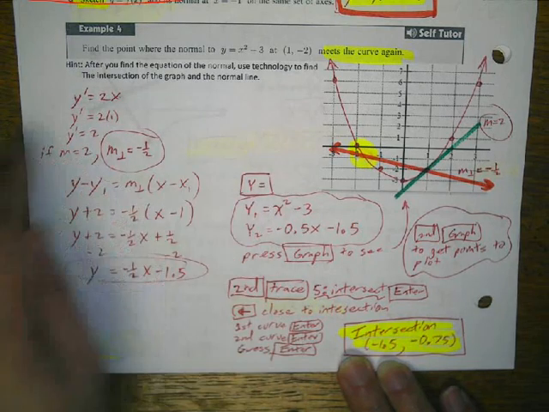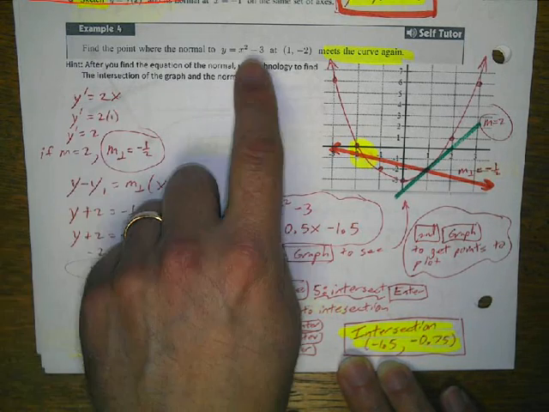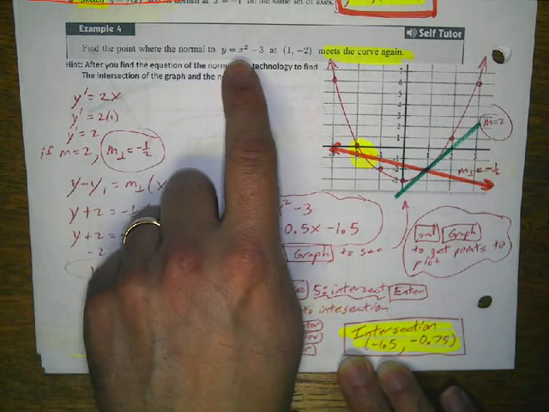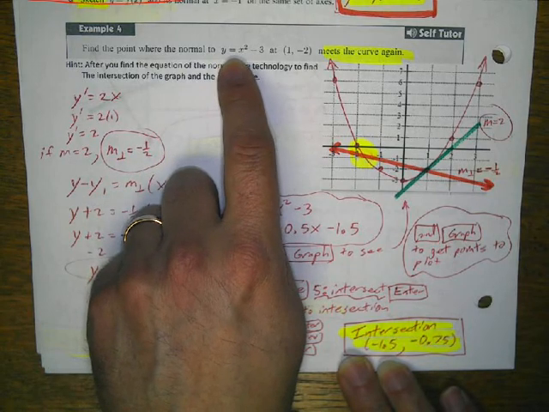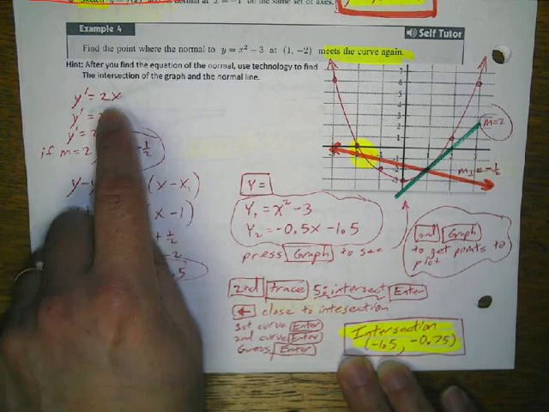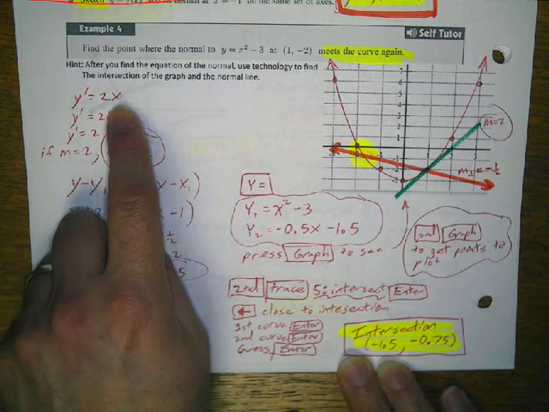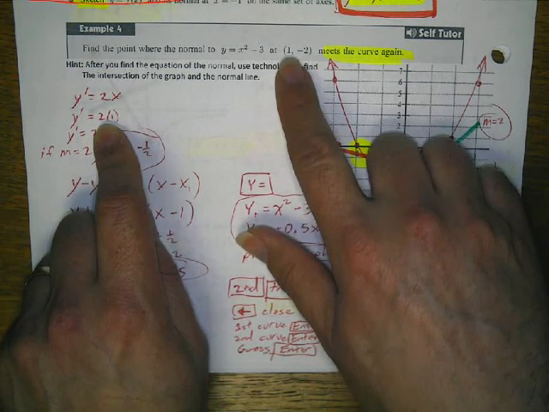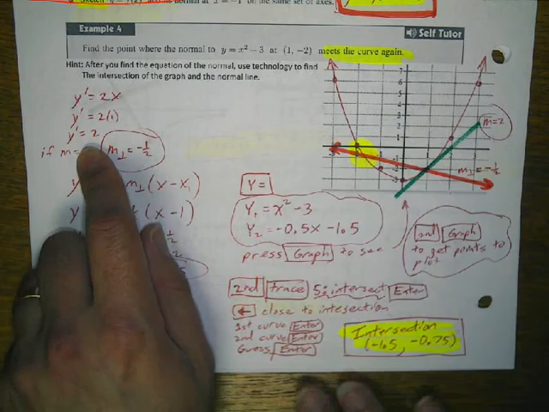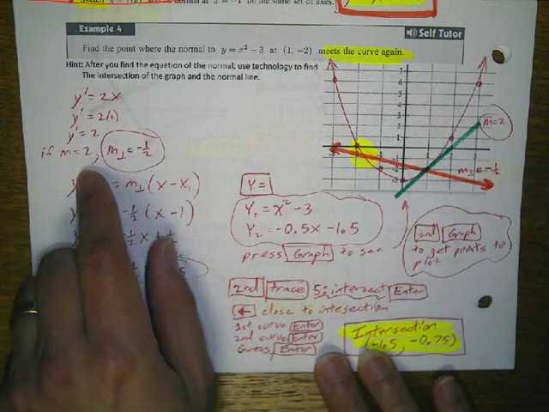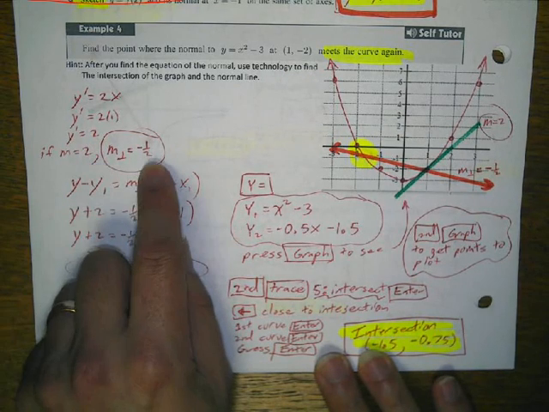the normal line. So, okay, first I found the derivative. So the derivative of y equals x squared minus 3 is this. And so I plug in 1 in here, and my derivative is 2. So if the derivative is 2, that means my normal slope is -1/2.